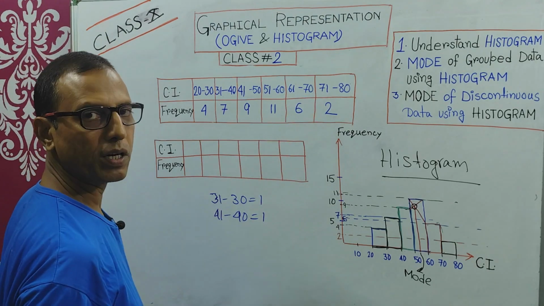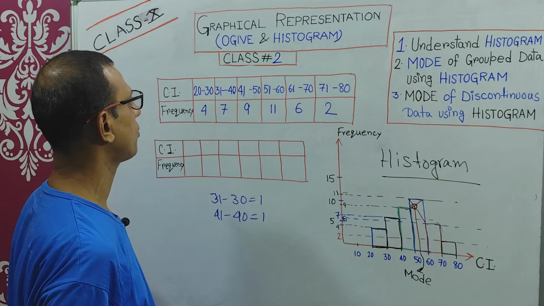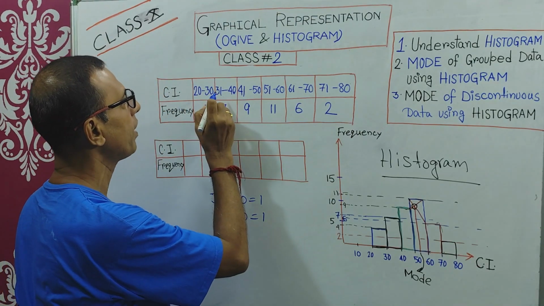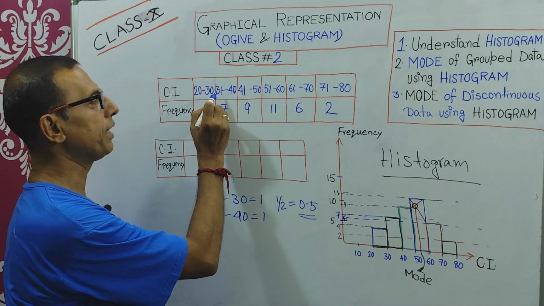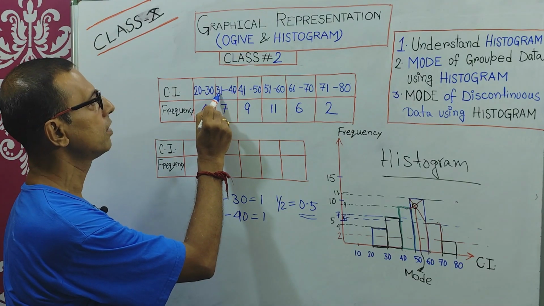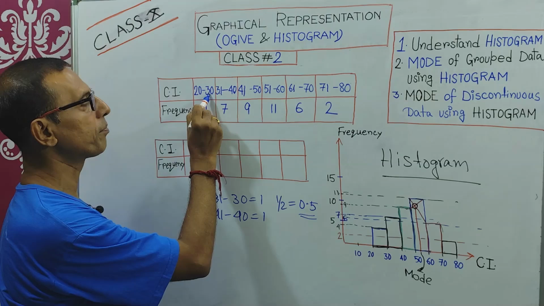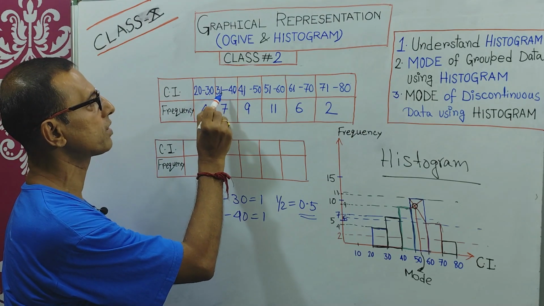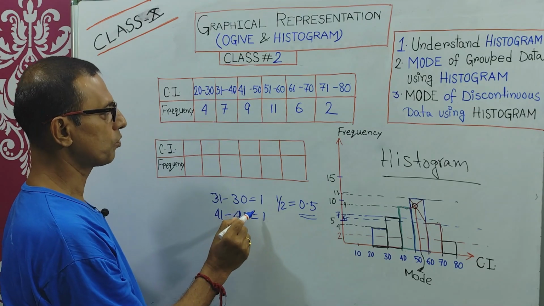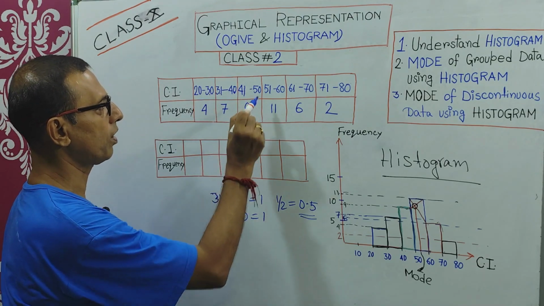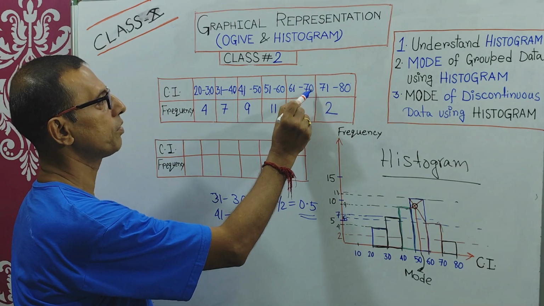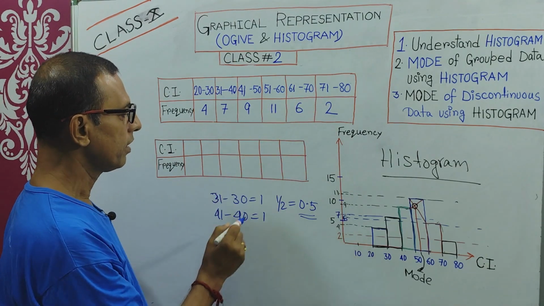In that case, there is a specific trick. You need to identify what the gap is. The gap is between the lower bound of the next class, which is higher, and the upper bound of the previous class. The gap is always the same. 31 minus 30 is 1, 41 minus 40 is 1, 51 minus 50, 61 minus 60, and similarly 71 minus 70 is 1. Everywhere the gap is 1.